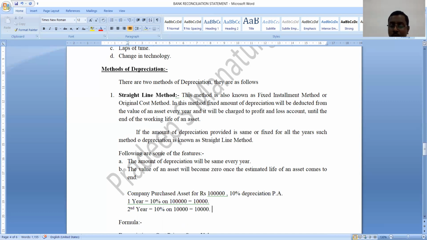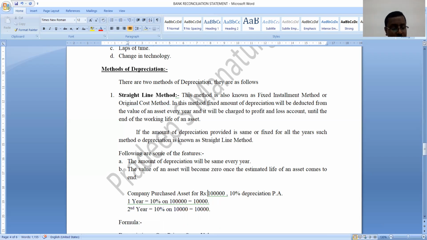So this method is known as the straight line method. Once again I will repeat. First of all, this method is also known as the fixed installment method or original cost method. It is the fixed installment method because every year we charge the same amount of depreciation. It is also known as the original cost method because all the time we charge depreciation on the original cost of an asset.